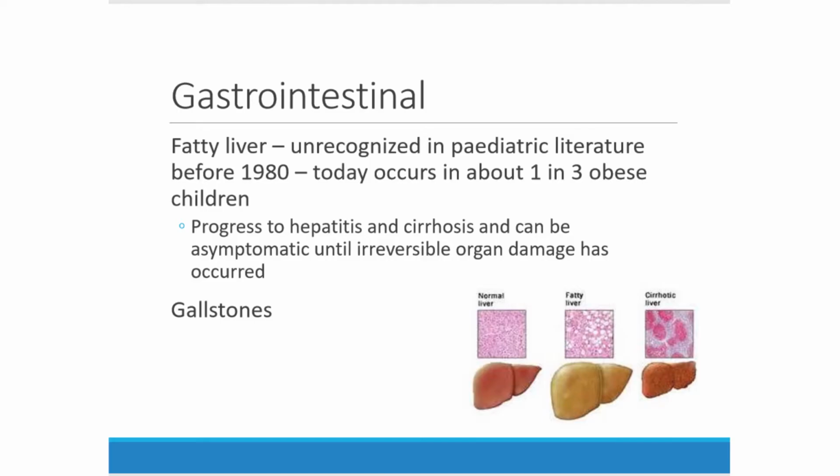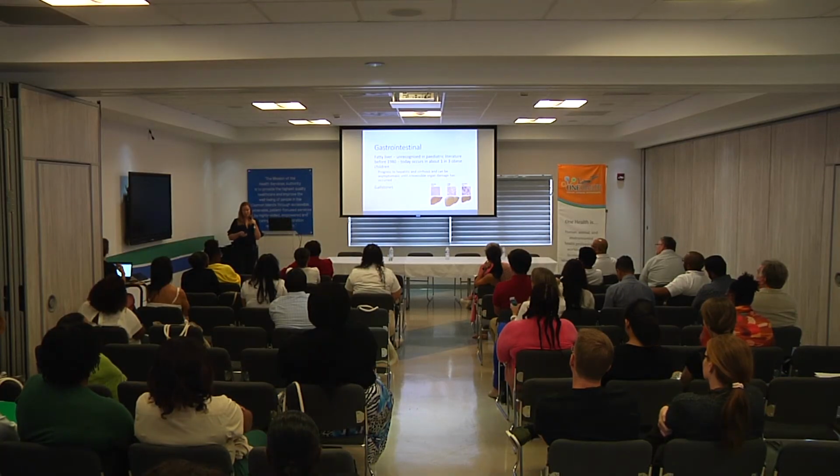Gastrointestinal as well, these kids get fatty liver, and if you think about this, before 1980, we didn't even hear of fatty liver in children. I mean, it wasn't even reported in the literature. But now we do definitely see this, and you tend to see this in about 1 in 3 obese children. The problem with this is you go from a normal liver to a fatty liver to a cirrhotic liver, and you get irreversible organ damage. And quite often we don't know about this until it's too late.